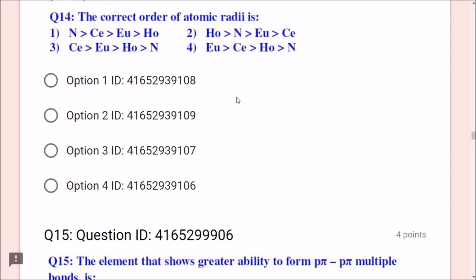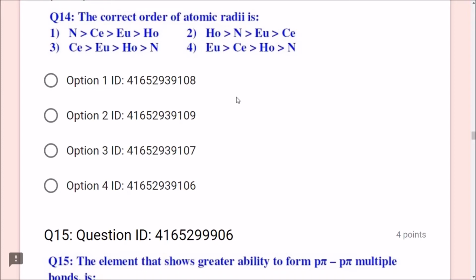We know europium is a lanthanide. Its atomic number is 63 and its atomic radius is 2.56. Cerium is a lanthanide and its atomic radius is 2.70. Holmium is a lanthanide, and it is 2.47. Nitrogen is not a lanthanide. It is an element with Z equal to 7 and atomic radius 0.75.